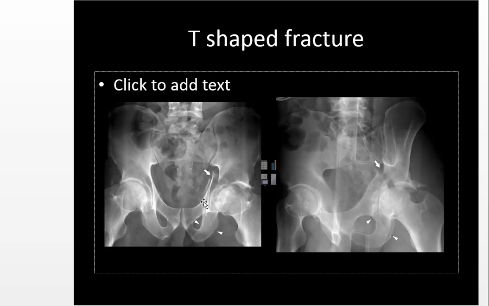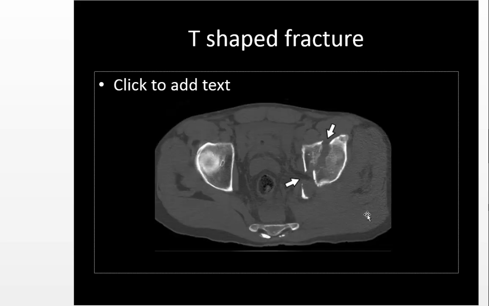On a plain film, again, you're going to have disruption of the iliopectineal and ilioischial lines, right? Because the anterior and the posterior column are disrupted. You're going to have rami fractures that go to the obturator foramen, but you're not going to have any fracture involving the iliac wing here. No fractures involving the iliac wing. This is a T-shaped fracture.